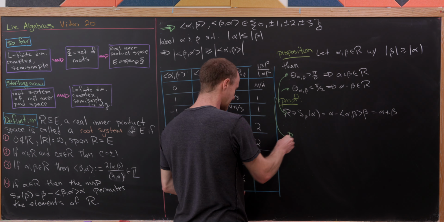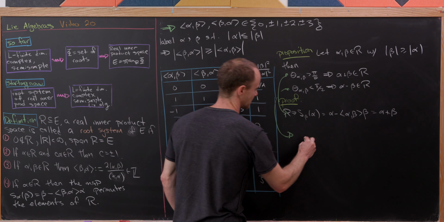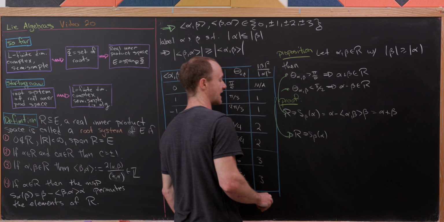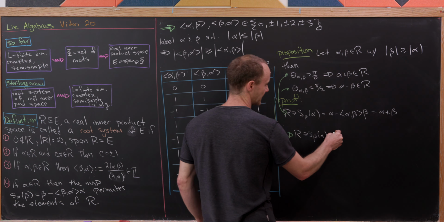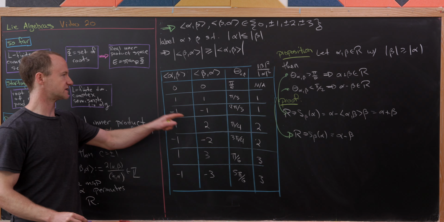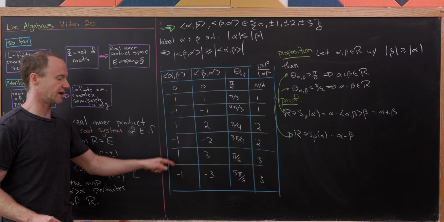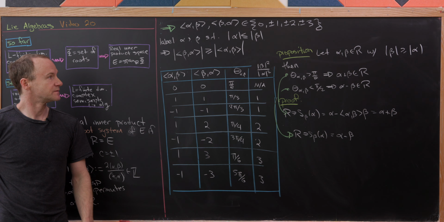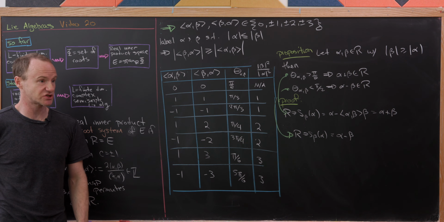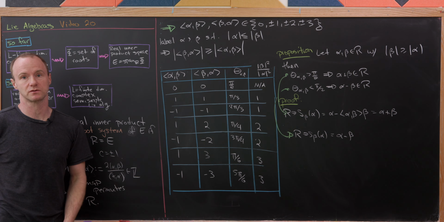And then that second case is very, very similar. So in this second case, you'll have that S beta alpha is inside of R, but then that's also equal to alpha minus beta for the same reason, because notice that you'll get a +1 in all of those cases. Okay, so we're going to finish this video off with a classification of all two-dimensional root systems.